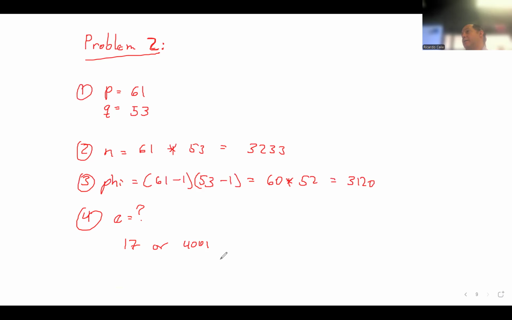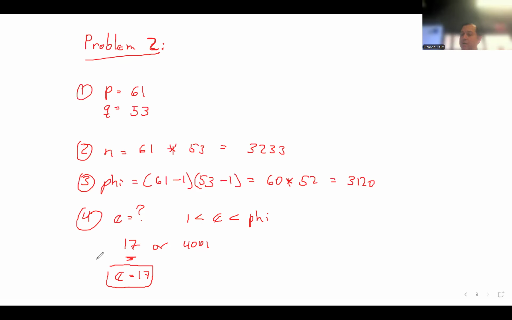17, why? 4001 is greater than phi, right? So remember that rule: E is greater than one and less than phi, right? And we have established phi is 3120, right? Obviously, like I said, this is going to be an algorithm. But yeah, that's kind of the idea. So we would select E to be 17. Okay, really great. So now we have our public key.